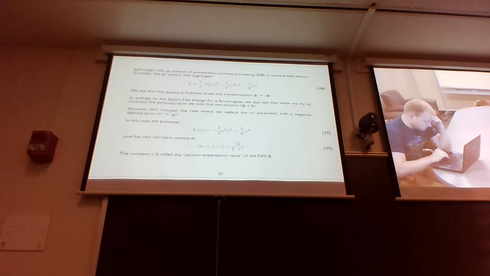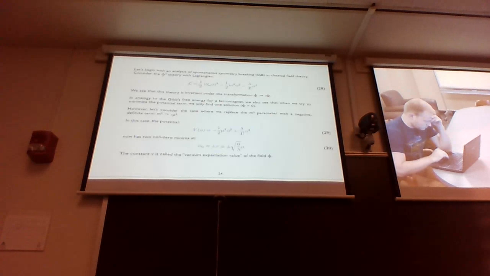All right. So what I wanted to do was look at spontaneous symmetry breaking in a classical field theory. Okay. And so what I have here is a Klein-Gordon type theory. This is a pure scalar theory. Okay. And I've added onto it a quartic interaction, lambda phi to the 4th.